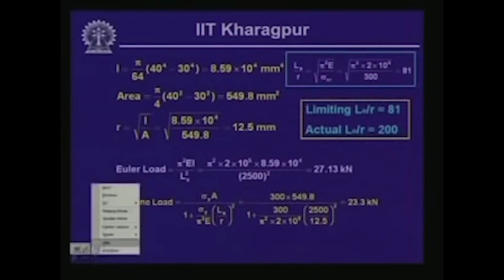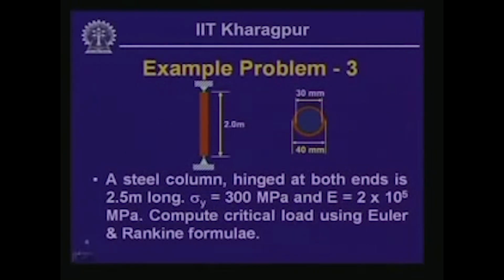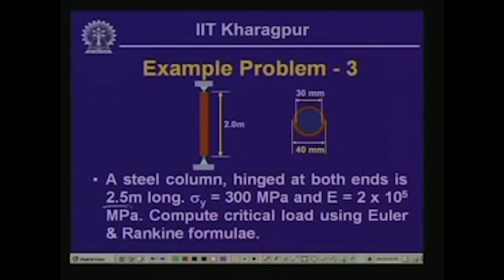Now, in this particular example as shown over here, the length of the member is 2.5, and this is a mistake, this is not 2 meter, this is 2.5 meter.